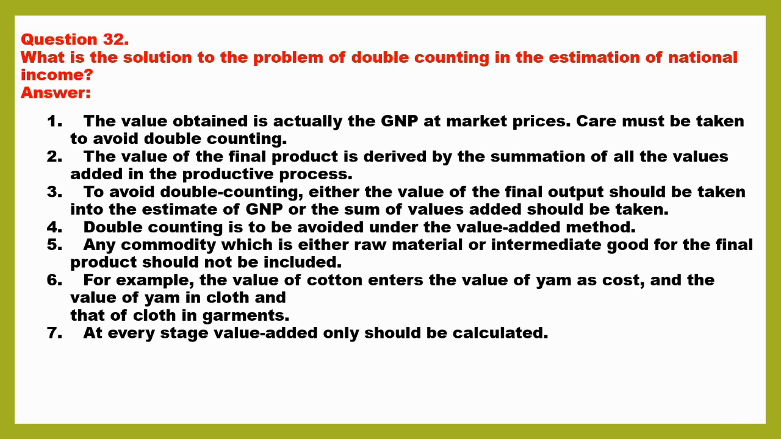The value of final goods is derived by the summation of all the values added in the productive process. So summation of all the values like cost of cotton, cost of yarn, cost of cloth, over factors of production has to be added in the productive process. So to avoid double counting, either the value of final goods should be taken into the estimates of GNP, or the sum of values added should be taken. Double counting is to be avoided under the value added method. So double counting is avoided by the value added method.